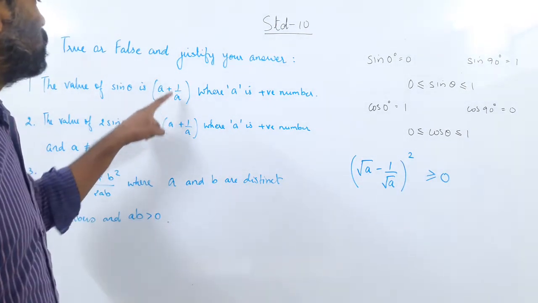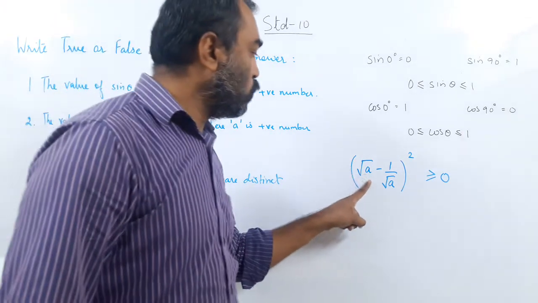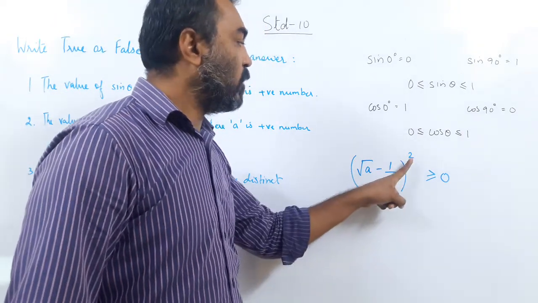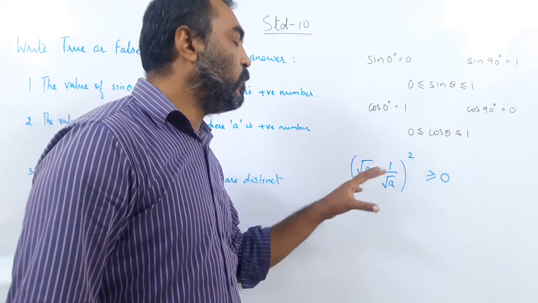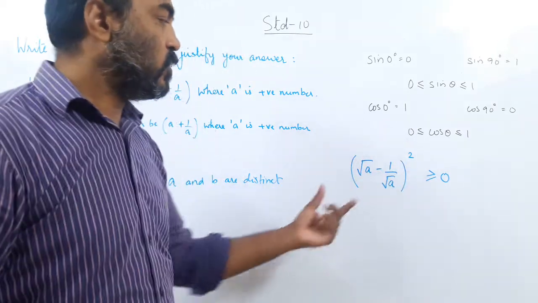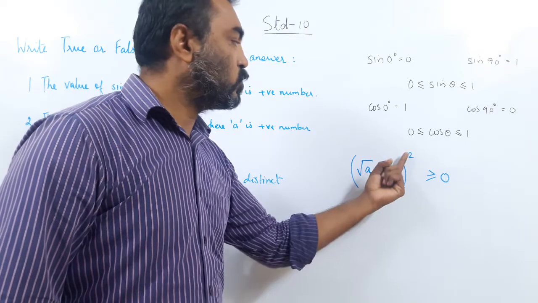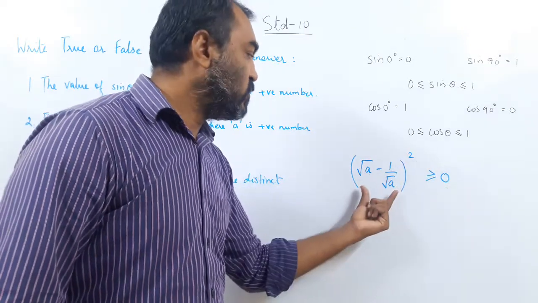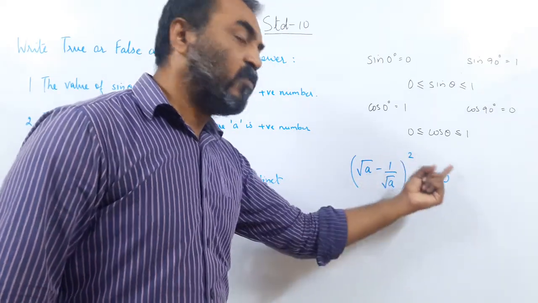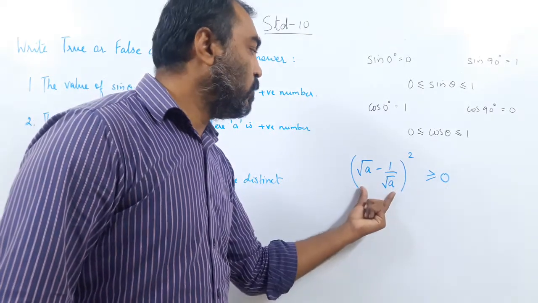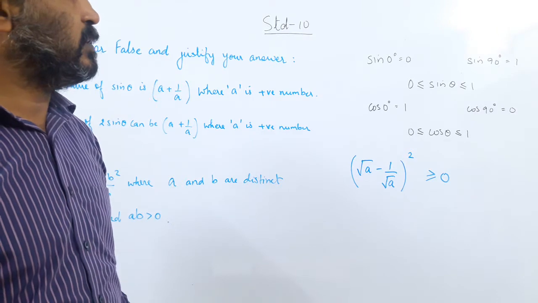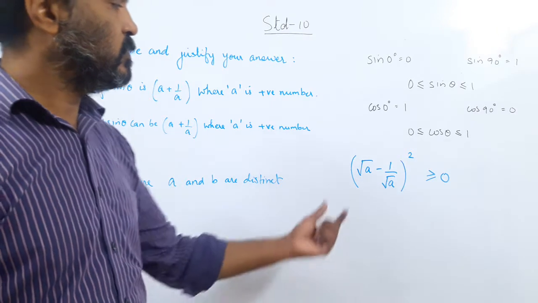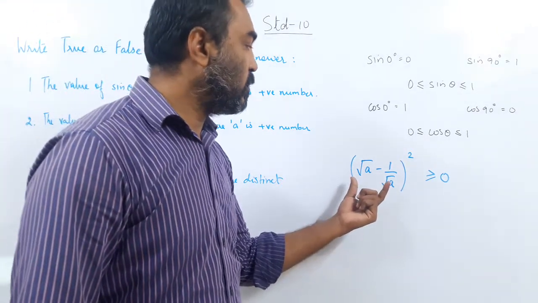I am given a plus 1 upon a, but I have taken root a minus 1 upon root a, and I have taken the square. Why have I taken the square? The square of any number is always positive. So if this number is positive, its square will be positive. If this number is negative, the square will still be positive. If this number is 0, the square will be 0. So there are three possibilities. Which three possibilities? Think again about the possibilities.